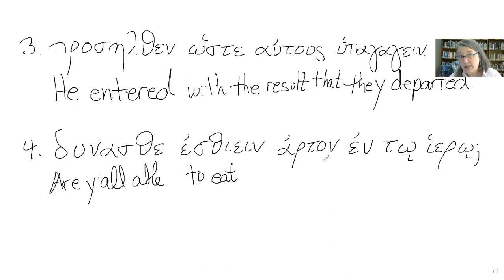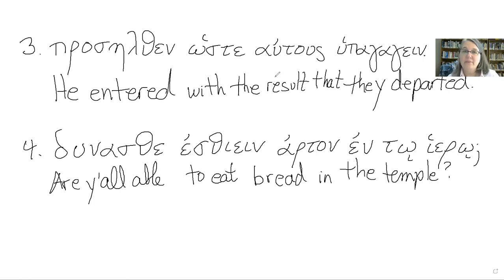Araton is an accusative. Now, its position in the sentence could suggest that it's either the subject or the direct object of SDAin. But since bread doesn't eat, it's clearly the direct object. So are y'all able? If this was the subject, we would say for the bread to eat, but bread doesn't eat. So are y'all able to eat? And there's no article, so I'm just going to say bread in the temple. Question mark. Okay, one more sentence.